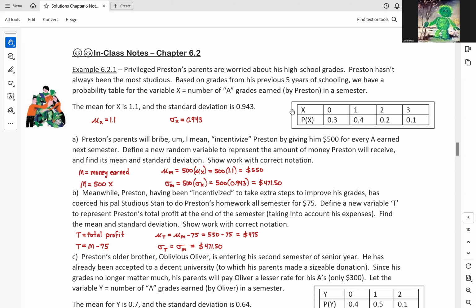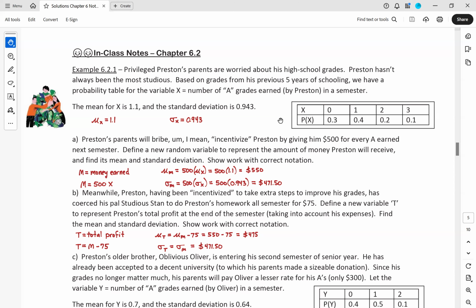If I have a variable x plus y, for example. All right, so in this example, we have privileged Preston. His parents are worried about grades. Maybe he's not the most studious student. Let's suppose the variable x represents the number of A grades that Preston earns in a semester. And this will be a discrete quantitative variable. The number of A's that are earned has to be a whole number. For Preston, let's assume he can't earn more than 3 A's. So it's either 0, 1, 2, or 3 A's. And we see the probabilities associated with each of those as well.